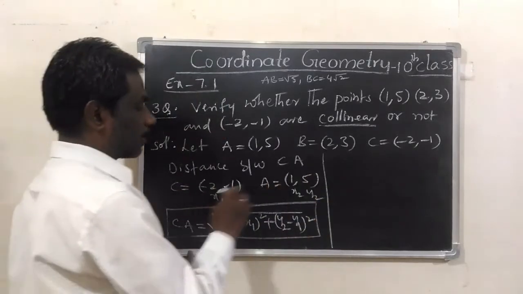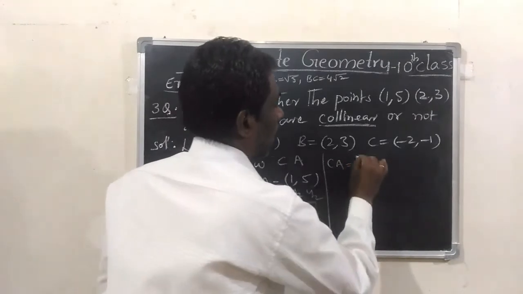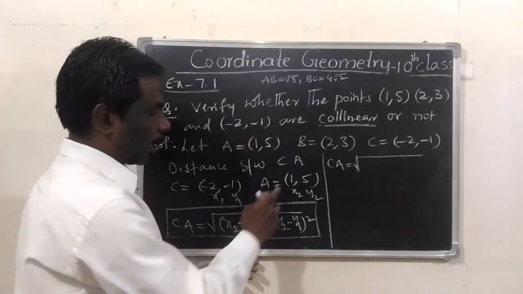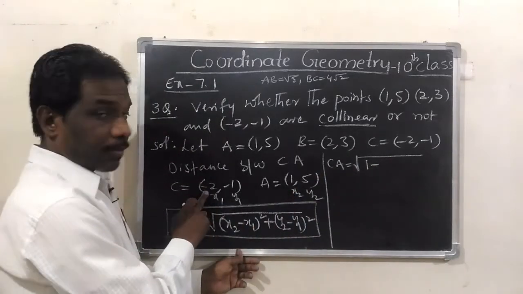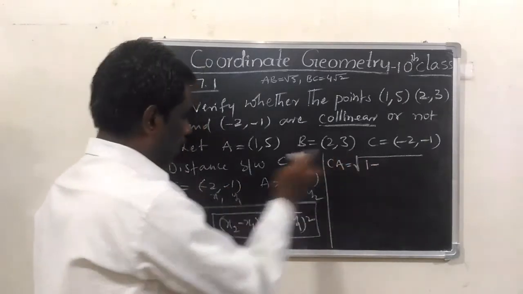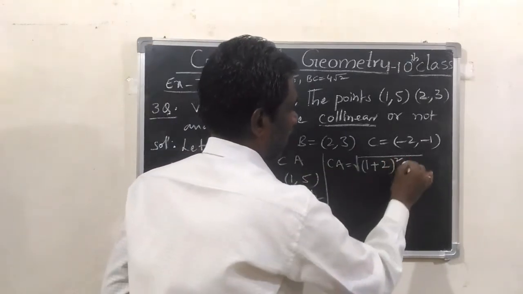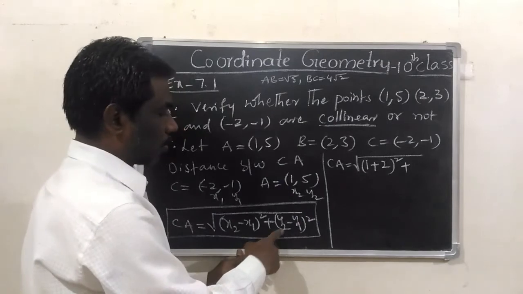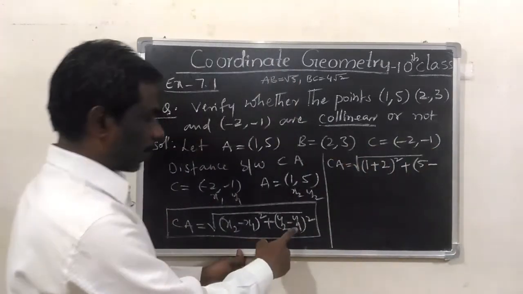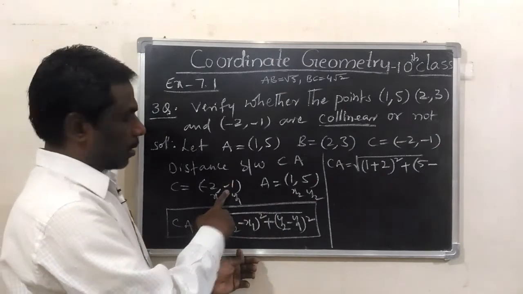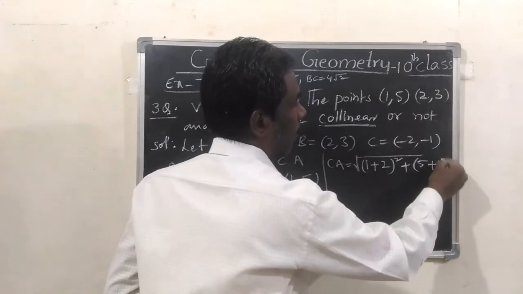Now substitute these points in this formula. CA equals under root of x2, what is x2? 1, minus x1, x1 is minus 2. Already minus is there. Minus into minus is plus 2, whole square, plus y2. y2 is what? 5, minus y1, y1 is minus 1. Already minus is there. Minus into minus is plus 1, whole square.